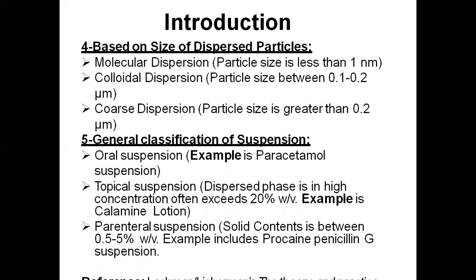Number 5, general classification of suspension. Oral suspension, an example is paracetamol suspension. Topical suspension, concentration exceeds 20% wet volume, an example is calamine lotion, which we prepared in our laboratory on small scale.